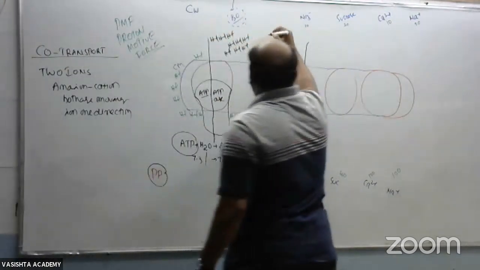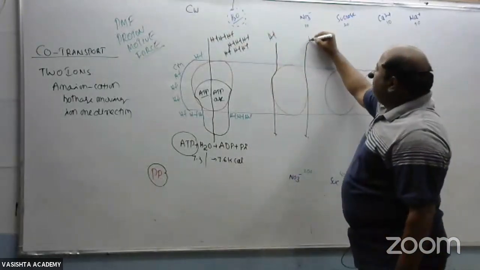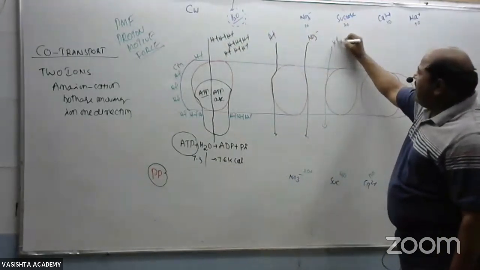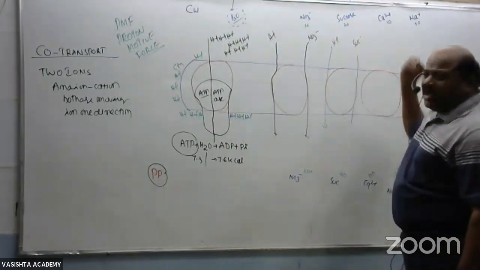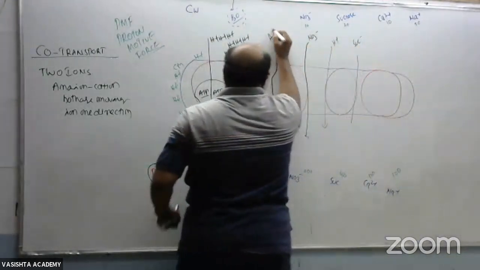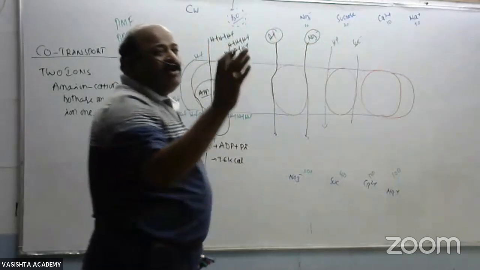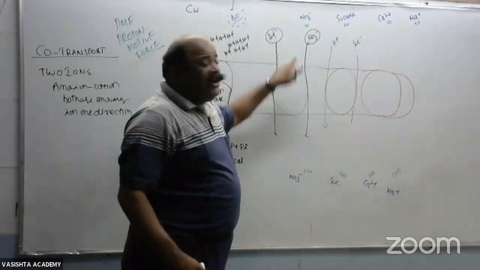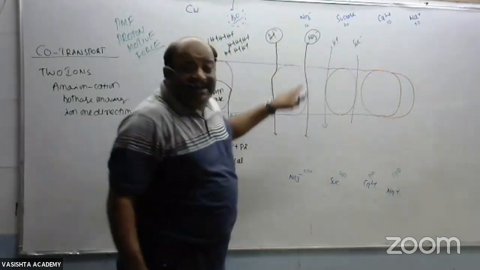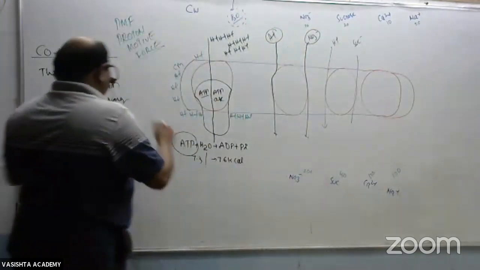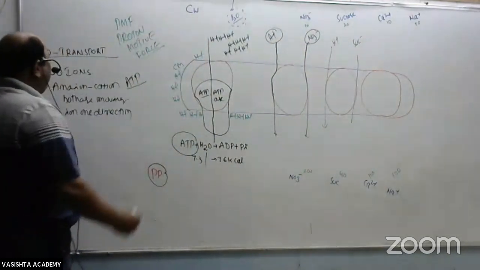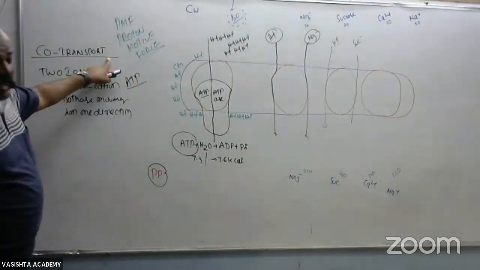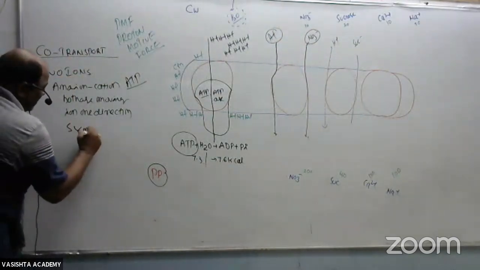So here the H plus ion, next the NO3 minus ion, next the H plus ion, next the sucrose. Now their movement is coupled with another one. Not only the protons enter here. The proton is coupled with another one and enters from outside to inside, from low concentration to high concentration, by utilizing the ATP molecule. This is called co-transport.